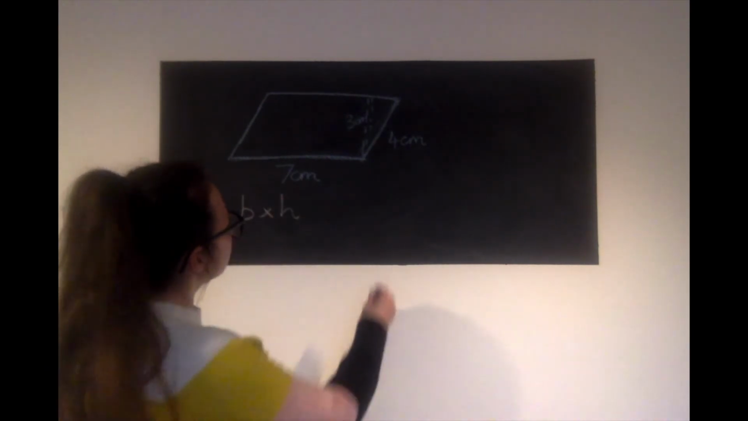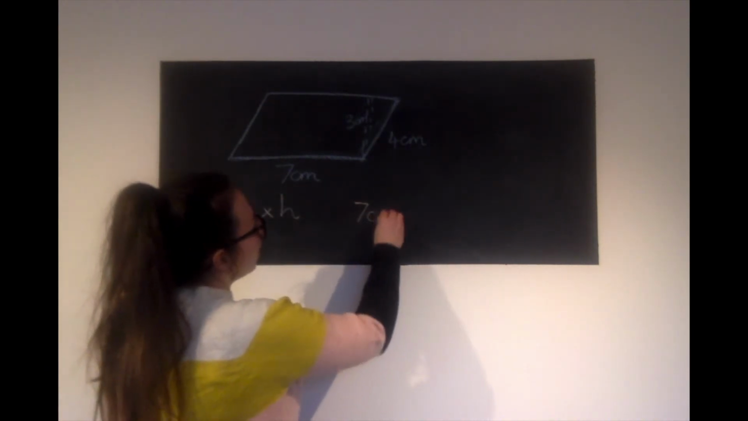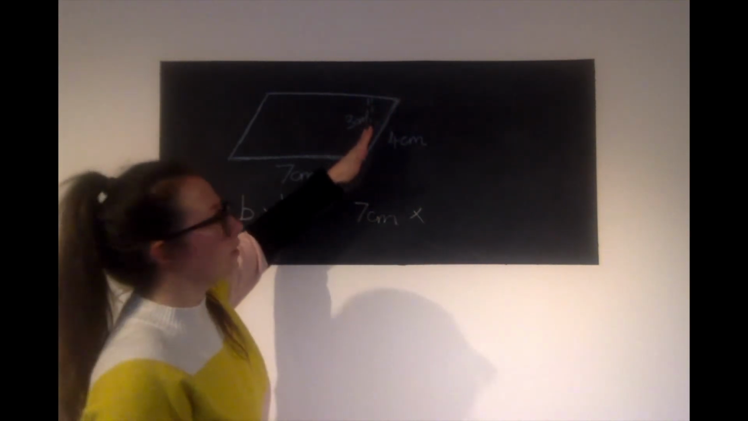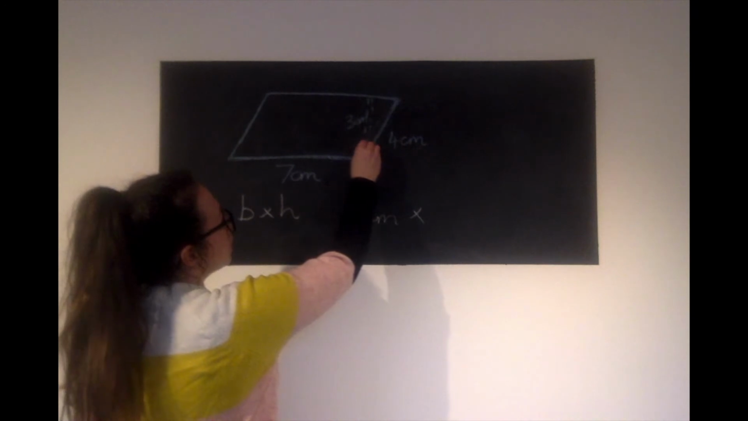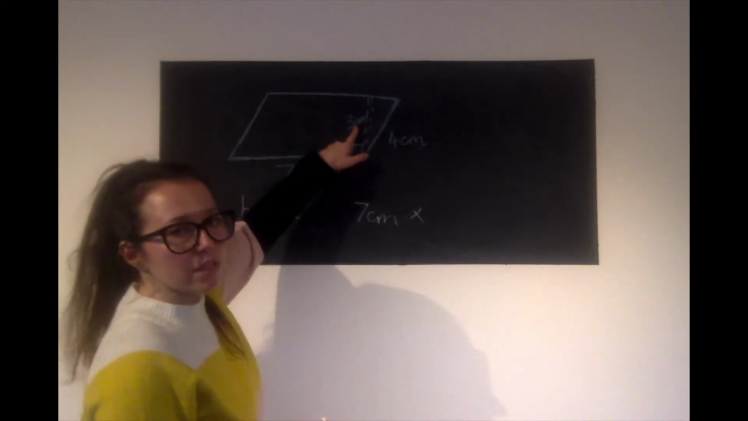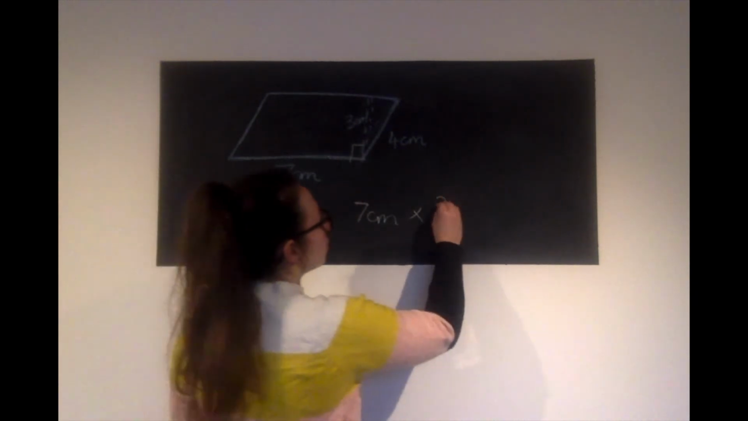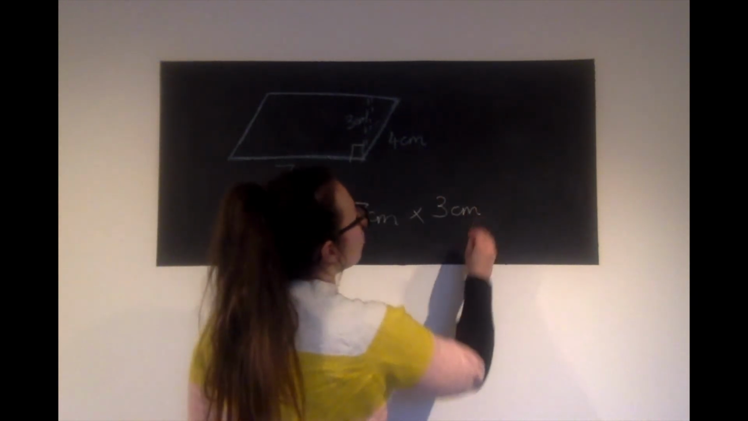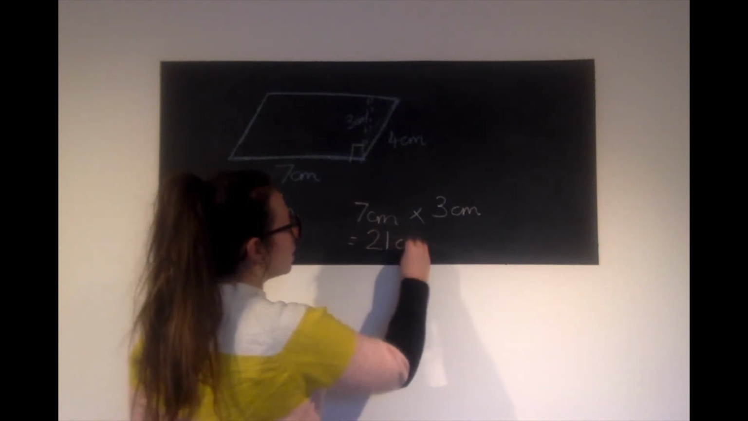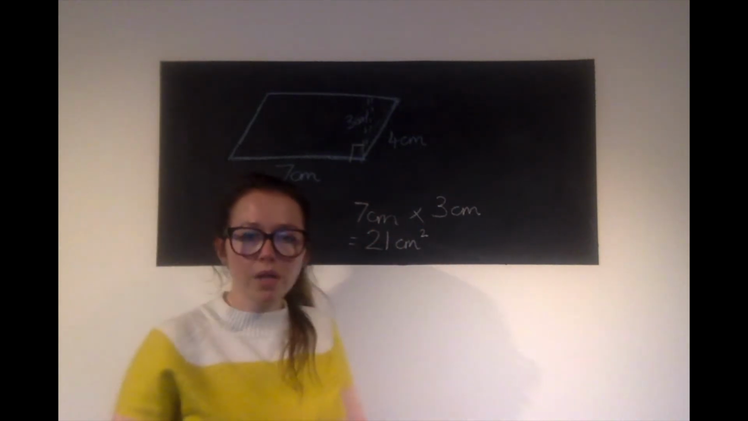So our base is the 7 centimetres multiplied by the height. Now, this isn't our height here. Remember, we need to look for that perpendicular line, the line that meets at a right angle, which is this one, and it's been labelled for us as 3 centimetres. So we need to do 7 centimetres multiplied by 3 centimetres, which gives us 21 centimetres squared. Well done if you got that.